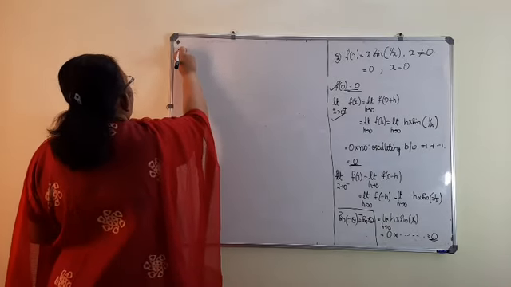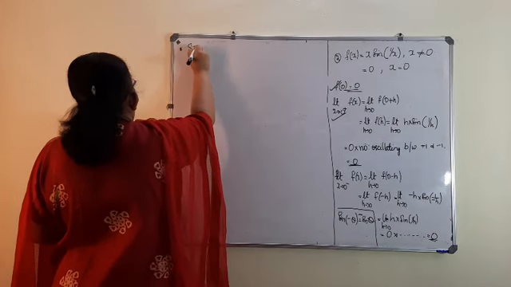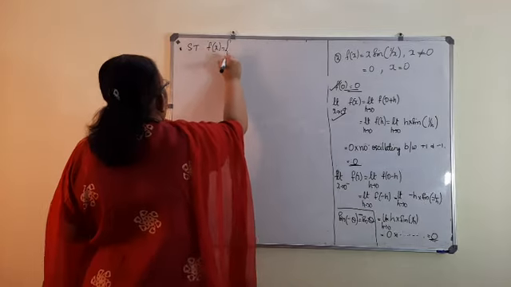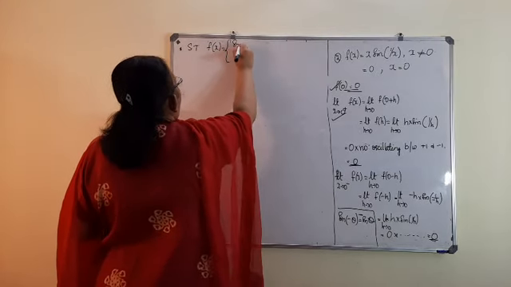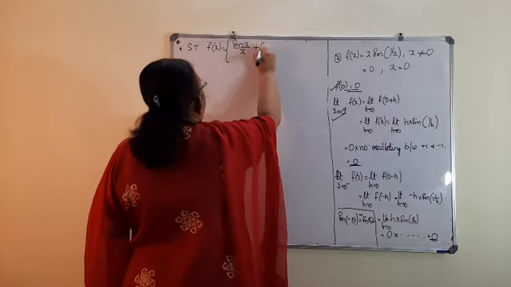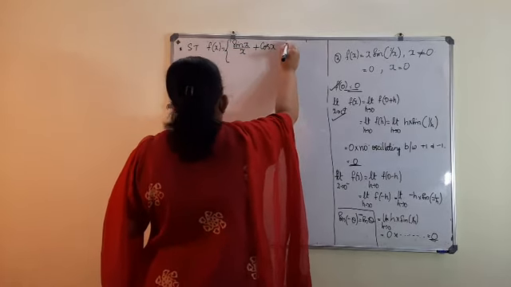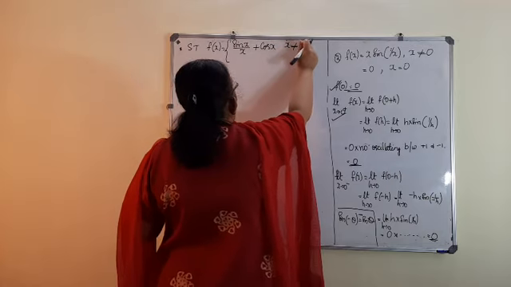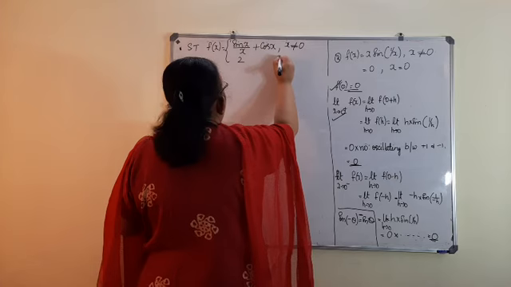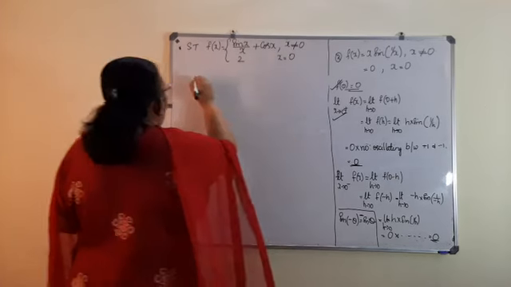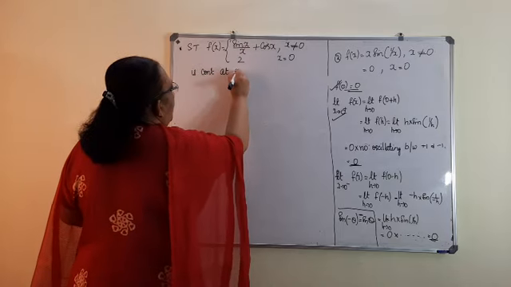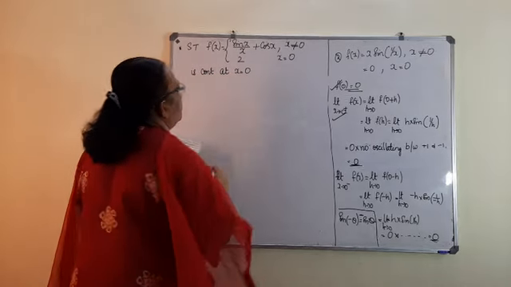Show that f of x is equal to sin x by x plus cos x, x not equal to 0, equal to 2, x is equal to 0, is continuous at x is equal to 0.